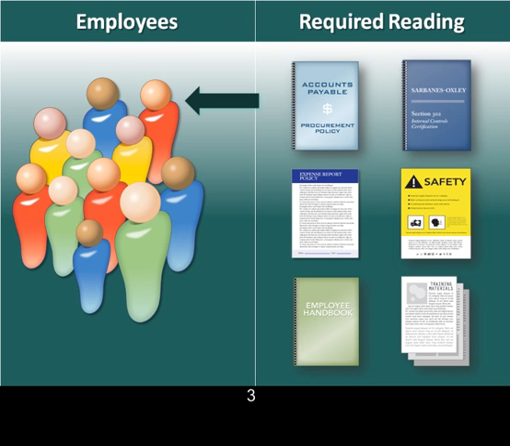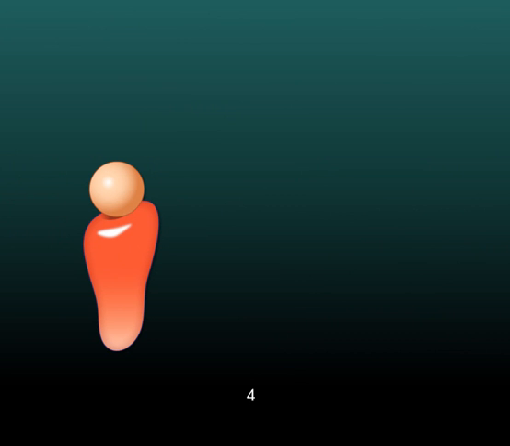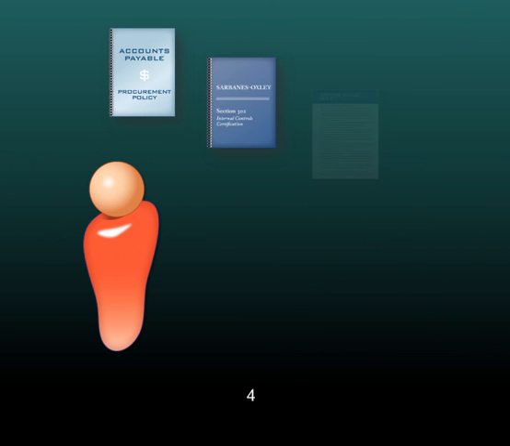And then just when that's settled, one of the policies gets updated or revised, and we have to redistribute that document to the appropriate individuals. Distribution is a nightmare. Now imagine trying to track required reading for a single employee.